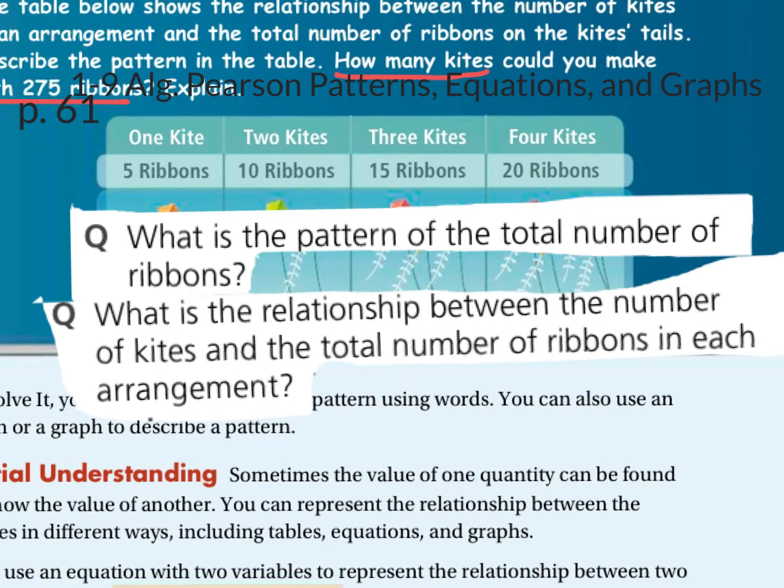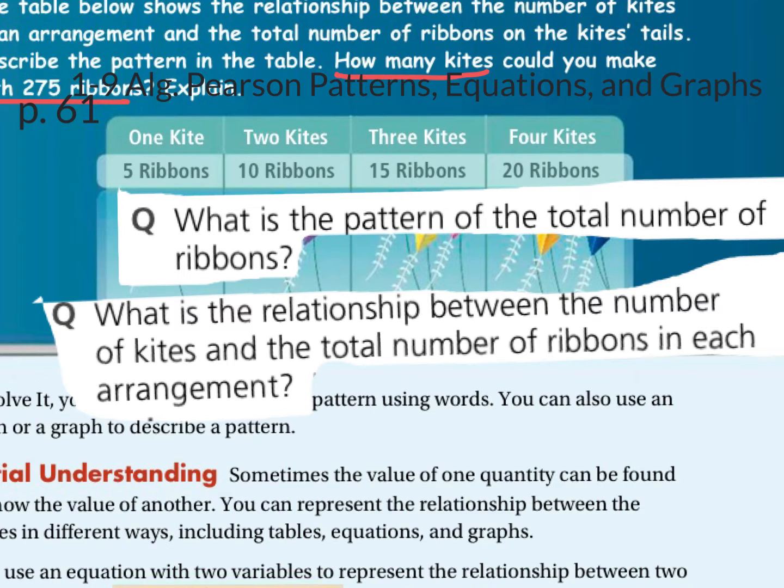What's the relationship between the number of kites and the total number of ribbons in each arrangement? So we have 1 kite, 5 ribbons, 2 kites, 10 ribbons, 3 kites, 15, 4 kites, 20. So depending how we look at this, we could say take the number of kites, multiply by 5, gives you the number of ribbons, or you could go the other direction if you wanted also.